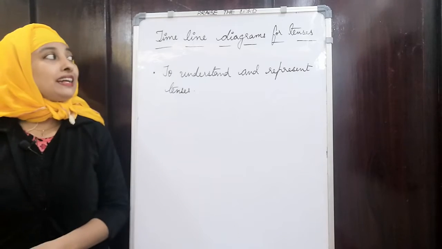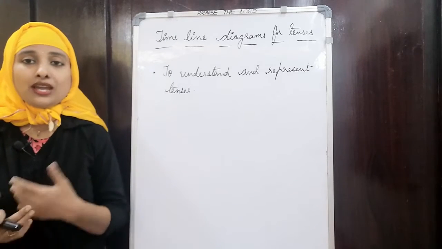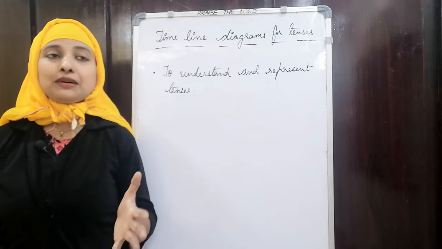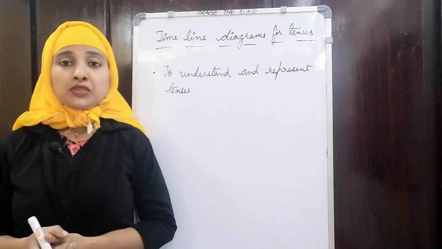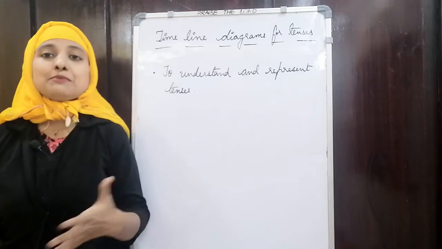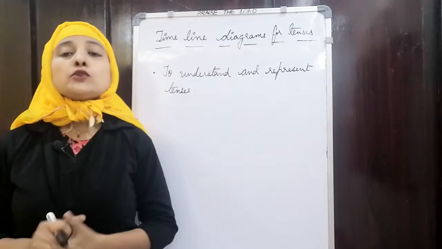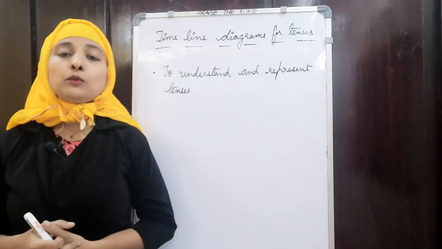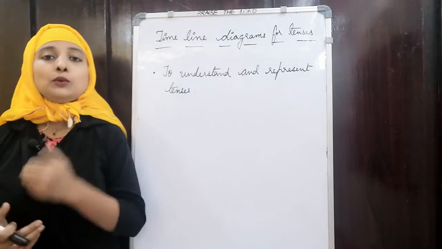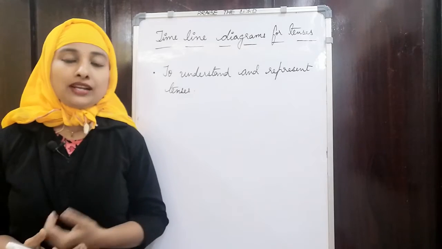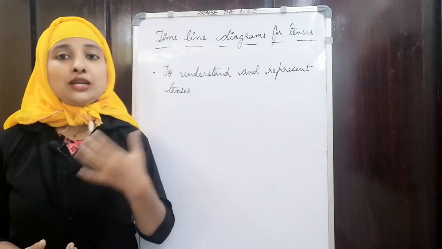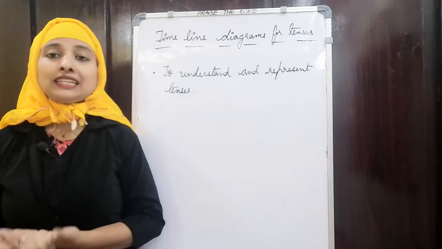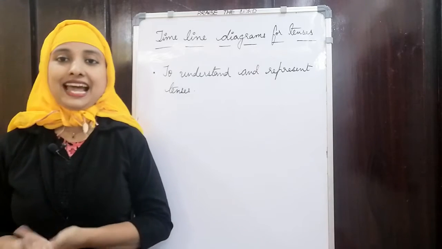So today's topic is timeline diagram. We have been discussing verbs, right? Verbs are related to tenses. Tense is again nothing but time. With respect to time we will be telling about events. Whatever events happened, we'll be mentioning them with respect to time. So today we'll be seeing how to draw a timeline diagram, and what this timeline diagram exactly is.